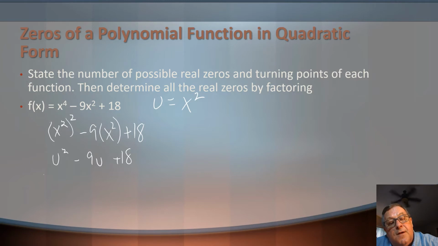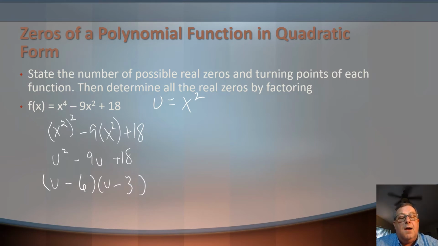So let's draw a couple of sets of parentheses. I got a u squared, so we got u. And let's see, my constant term is positive, my middle term is negative. That tells me that inside my parentheses I'm going to have negative, negative. And I need 2 numbers that are going to multiply to 18 and add to negative 9. Well, 18 and 1, that's not going to cut it. 9 and 2, that's not going to cut it. But negative 6, negative 3 gets me there, because negative 6 times negative 3 is positive 18, and negative 6 minus 3 is negative 9.